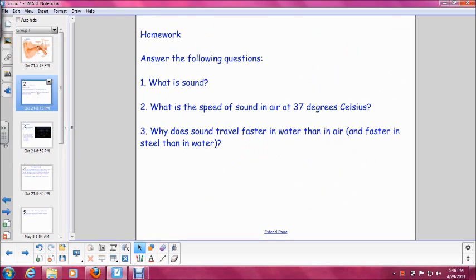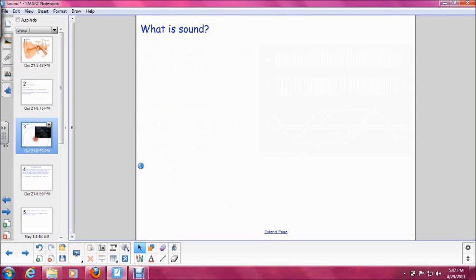Before we get started, here are your homework questions to hand in the next time you come to class. Number 1 is, what is sound? Number 2, what is the speed of sound in air at 37 degrees Celsius? By the way, 37 degrees Celsius is about body temperature. And number 3, why does sound travel faster in water than in air, and faster in steel than in water? So keep an eye out for the answers to these questions.